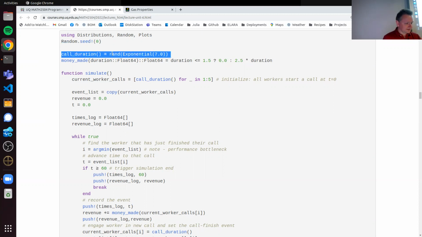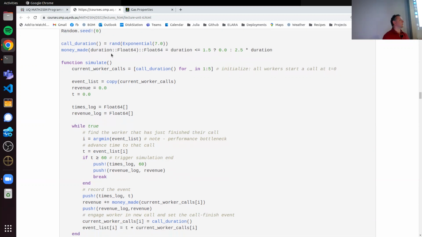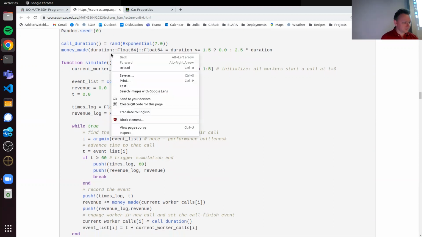So it's a function, it will mutate this seed and spit out a random number according to the exponential distribution. Exponential is something you get in Distributions.jl, and then you can call rand on that once you construct it. So it's a nice way of building different samplers for different distributions.